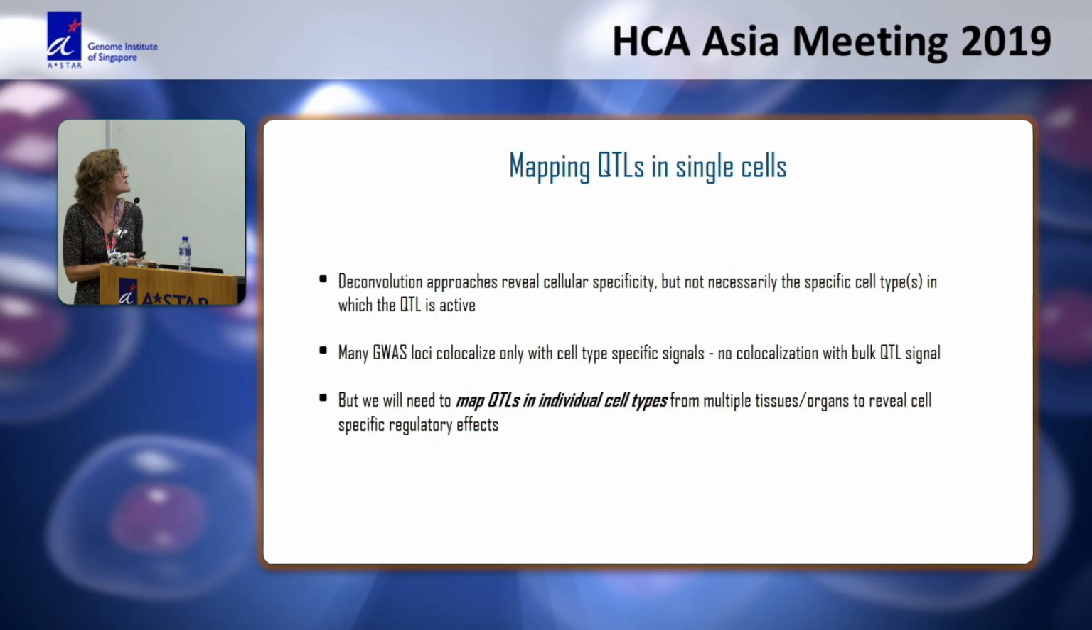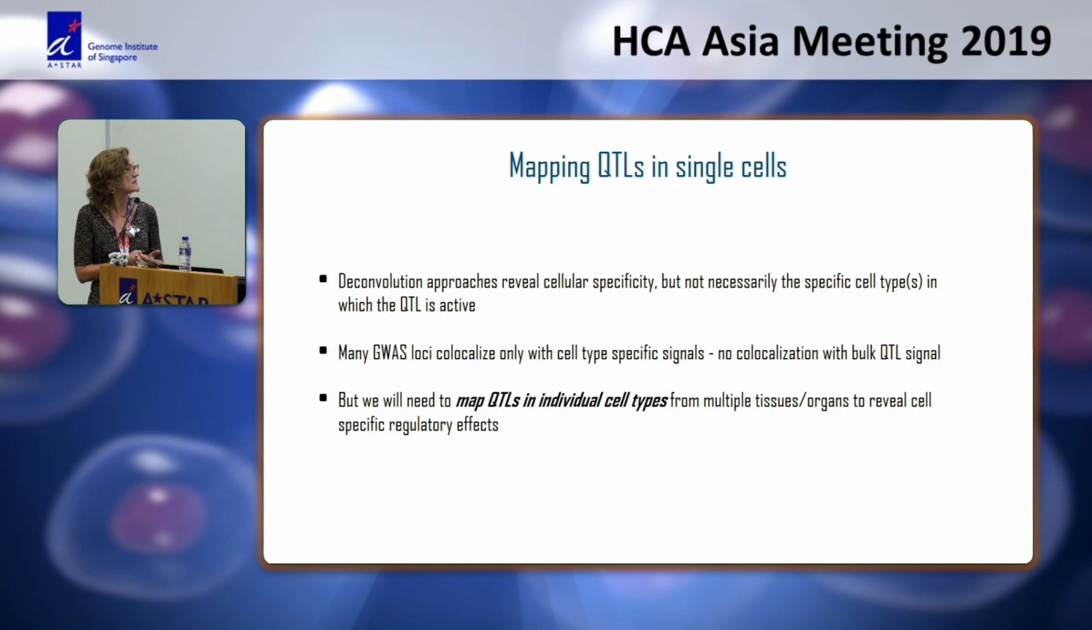So these deconvolution approaches revealed considerable cellular specificity across the GTEx data, but unfortunately they don't necessarily tell us the specific cell type in which the QTL is active, only that there's an interaction between cell type and the QTL. In addition, many more GWAS loci co-localize only with these cell type specific signals, and not with the bulk signal, indicating that this is really where we have to get to understand these disease associations.